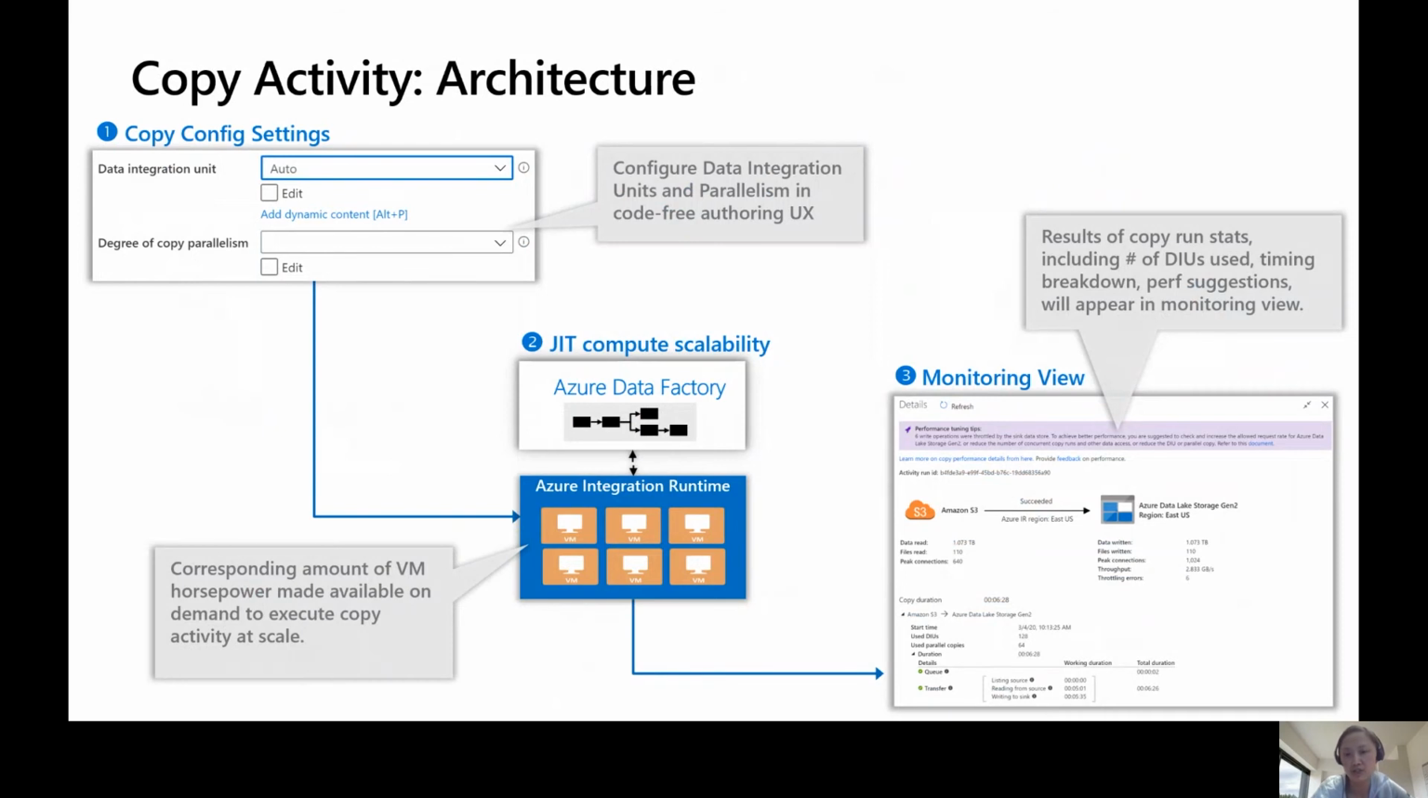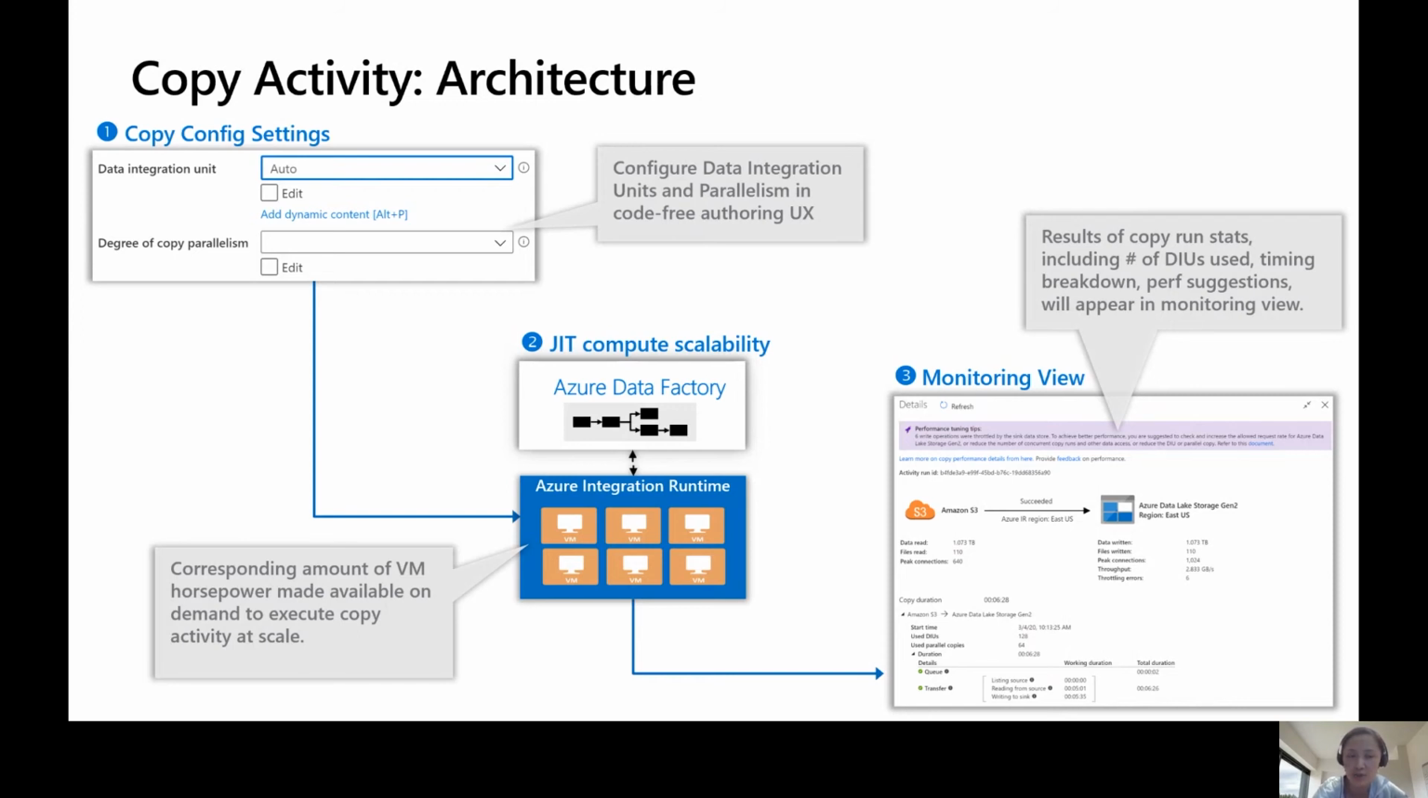So what does the service architecture look like underneath the hood that powers the performant and scalable copy activity? Let's start from the top left, where you as the user can configure the number of data integration units as well as the degree of copy parallelism. The number of data integration units effectively tells ADF how much compute horsepower to provision on demand at runtime. The bigger the DIU, the more compute horsepower is made available. And that much horsepower is used to execute the copy activity in a very scalable way.